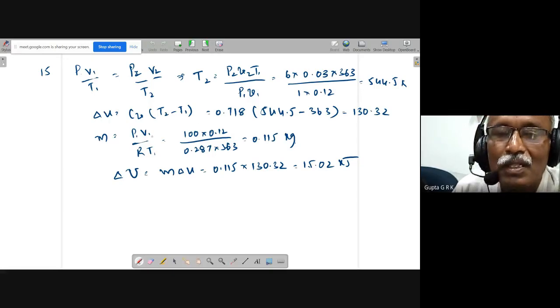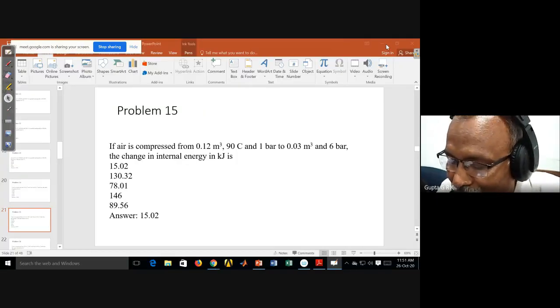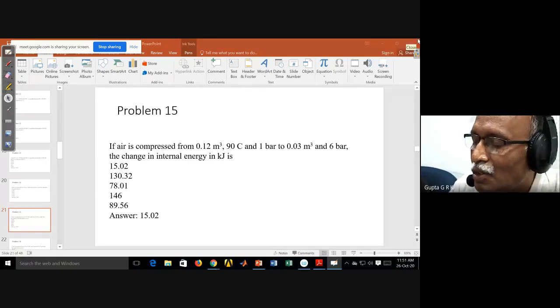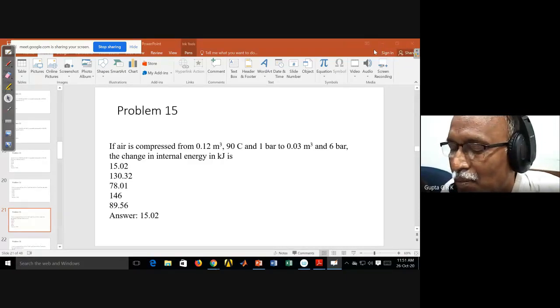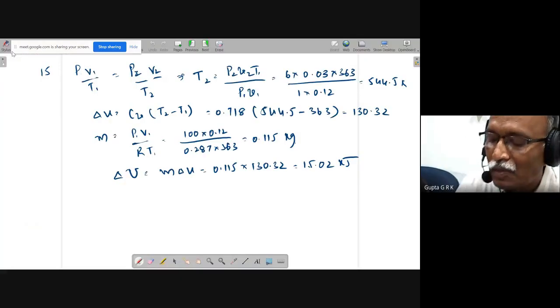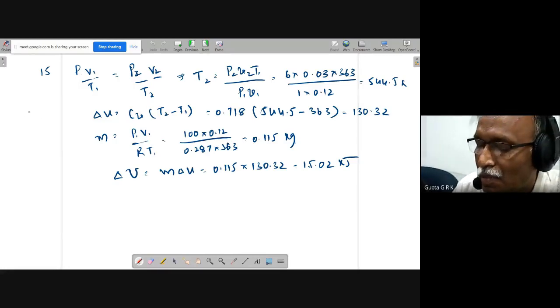And here it is the total internal energy, in kilojoules only. So for the change in total internal energy, you have to get the mass and then multiply. So m is equal to P1 V1 by R T1, and delta U is mass into small delta u.